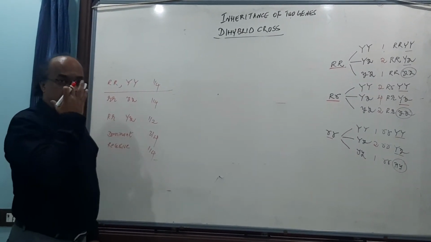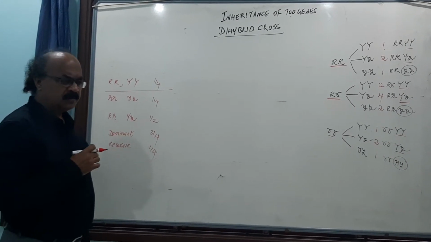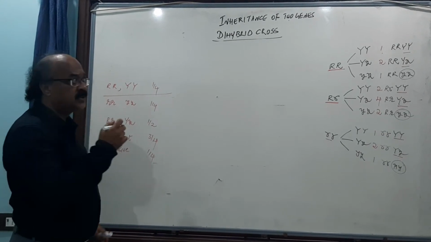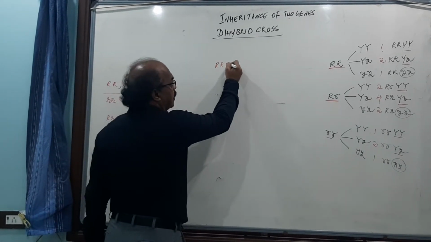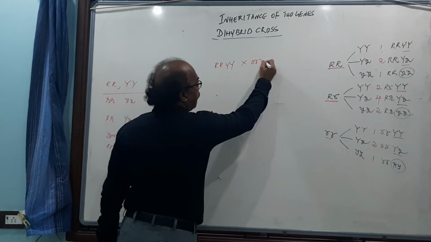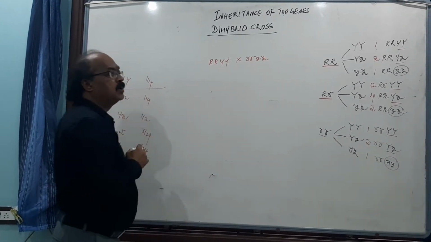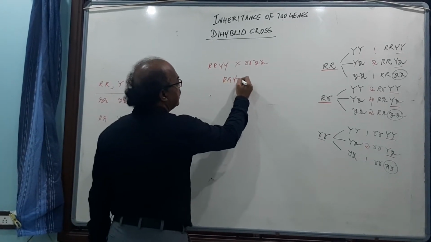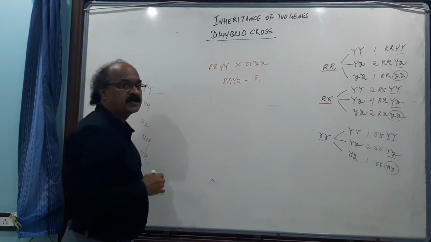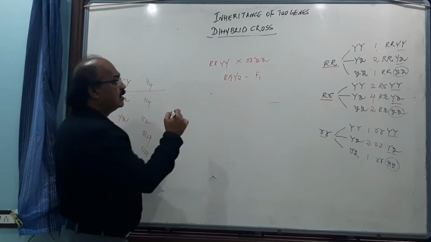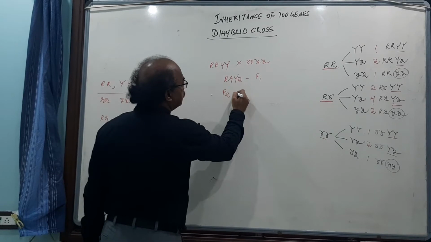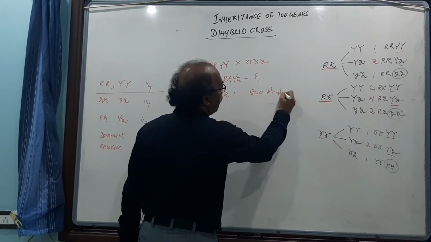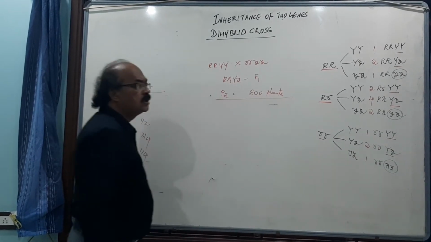Now see, in problems, they give you each and every point in a detailed fashion. Say the cross is between round and yellow, wrinkled and green plants. We get in the F1 capital R, small r, capital Y, small y, heterozygous dominant, and in the F2 you got around 800 plants.